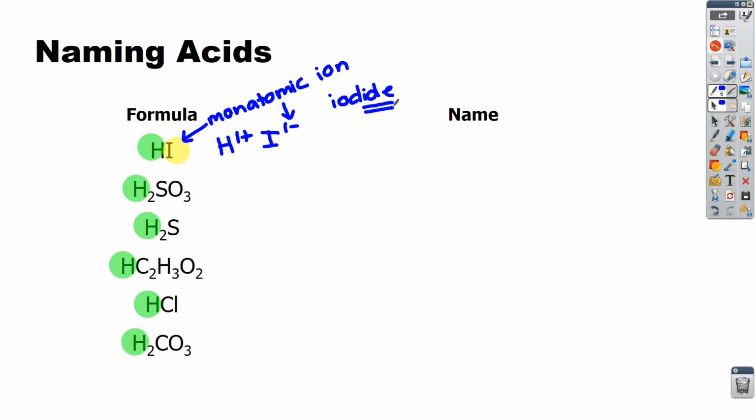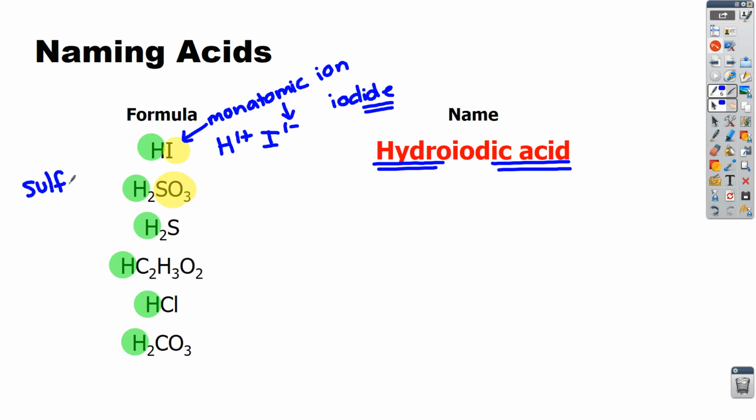And I know that IDE will form a hydro-ic acid. Okay? If I have SO3, also known as sulfite, that ends in ITE. So I know that my anion is a sulfite. That ITE is going to change into an ous acid.